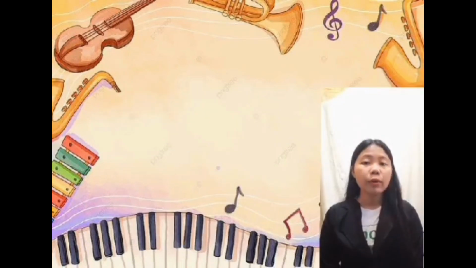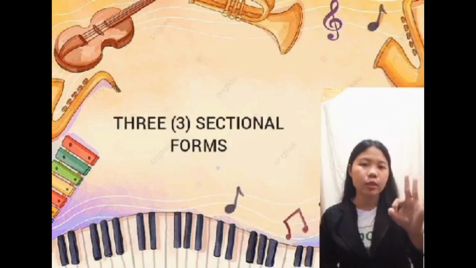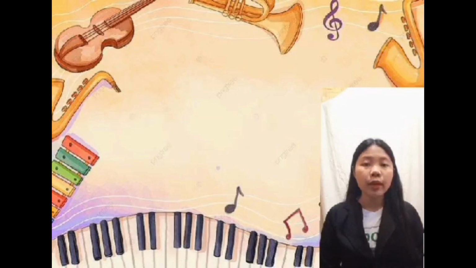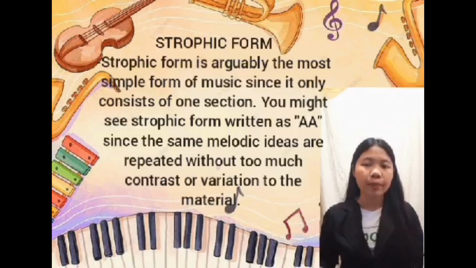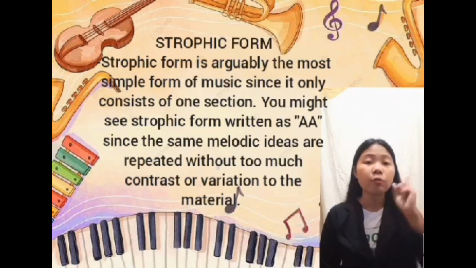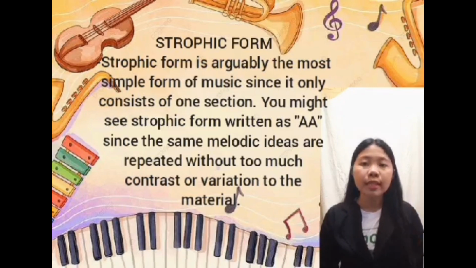So now, we will tackle the three sectional forms. So the first one, we have the strophic form. So when we say strophic form, it is arguably the most simple form of music since it only consists of one section. You might see strophic form written as AA since the same melodic ideas are repeated without too much contrast or variation to the material.